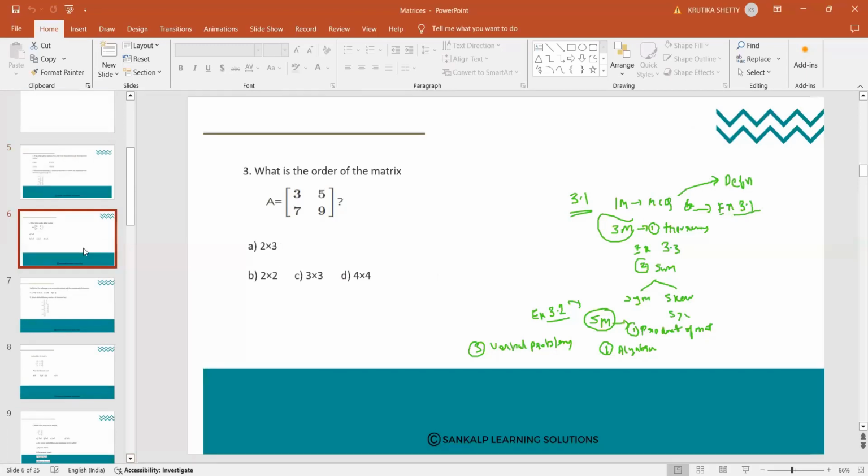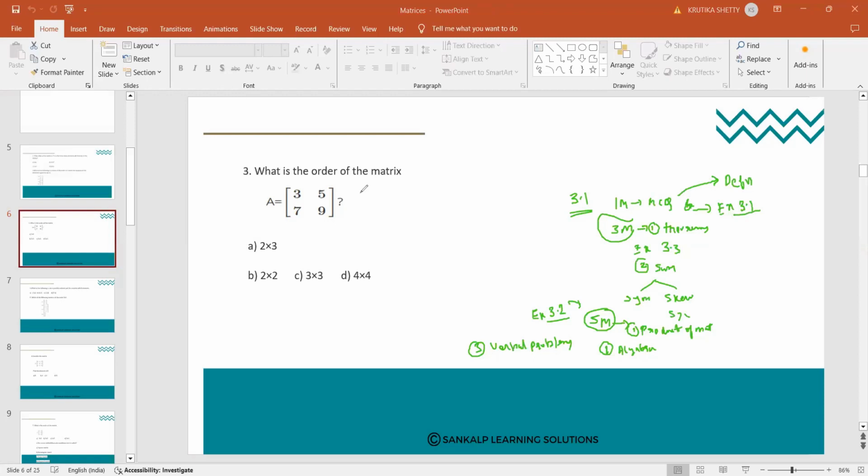Okay, so the third question over here is, what is the order of a matrix? So simple, we just need to write down the rows first and then write down the columns. Along with me, you can start solving. So see the question over here.